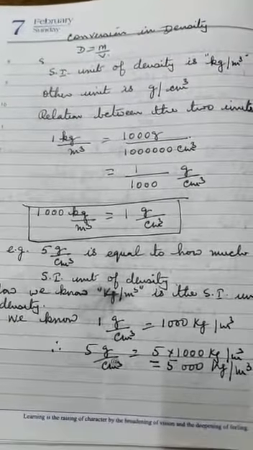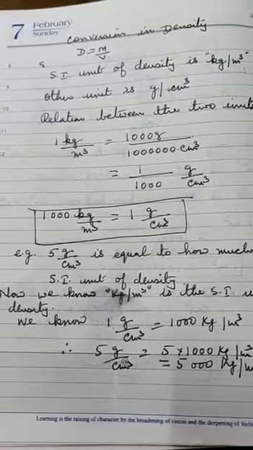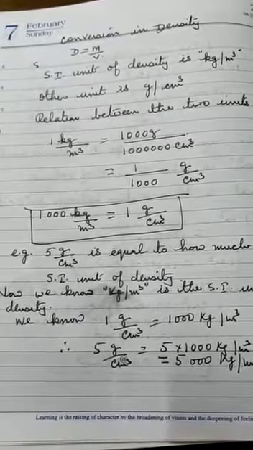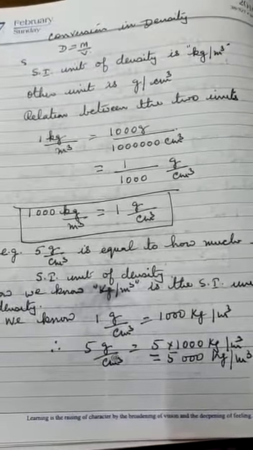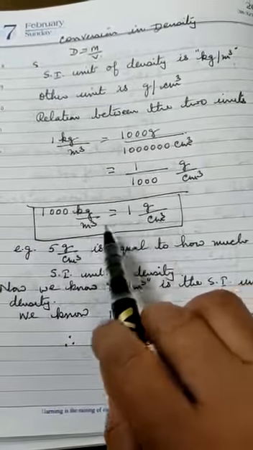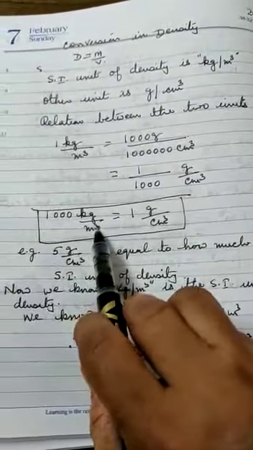Children, if you remember, you had learnt about numerical value of density of water. Do you remember what was it? Yes. In gram per centimeter cube, its value was 1 gram per centimeter cube, and in kg per meter cube, the value was 1000 kg per meter cube.